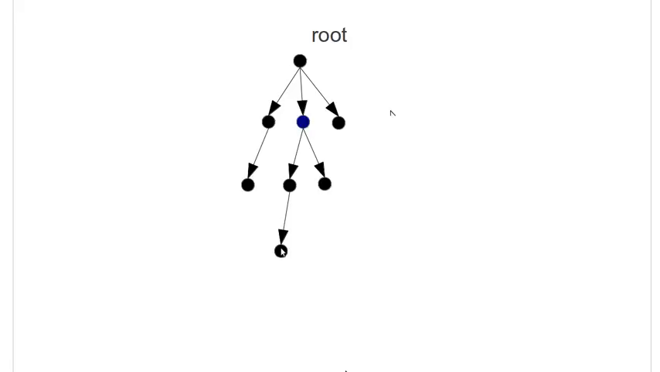The height of a node is how far it is from that node to the deepest child. So this blue node here has a height of 2. Well, you only have to take one step down here to get to the leaf. Here you take 2. And of course the entire tree has a height of 3.